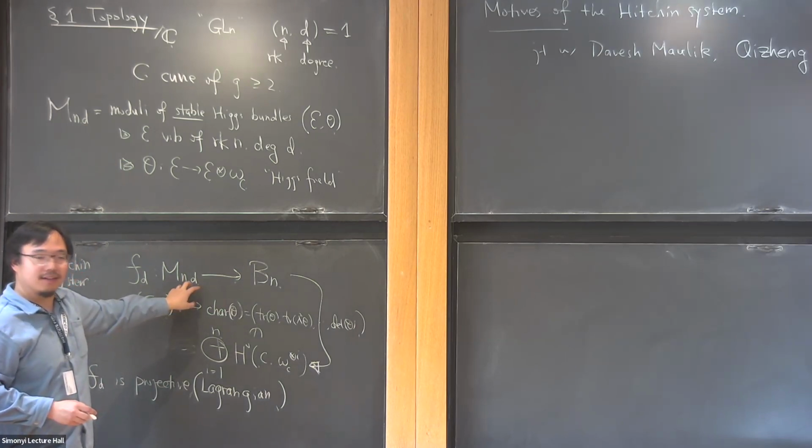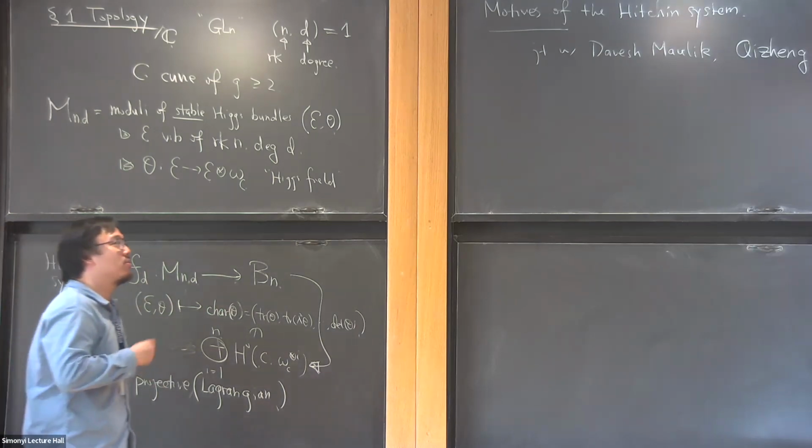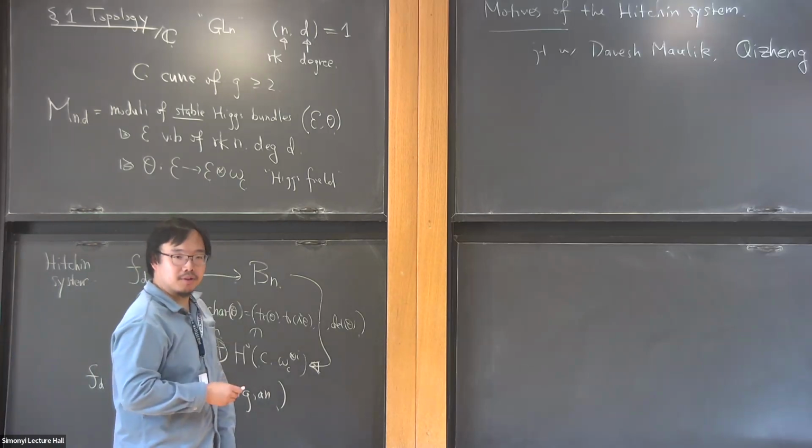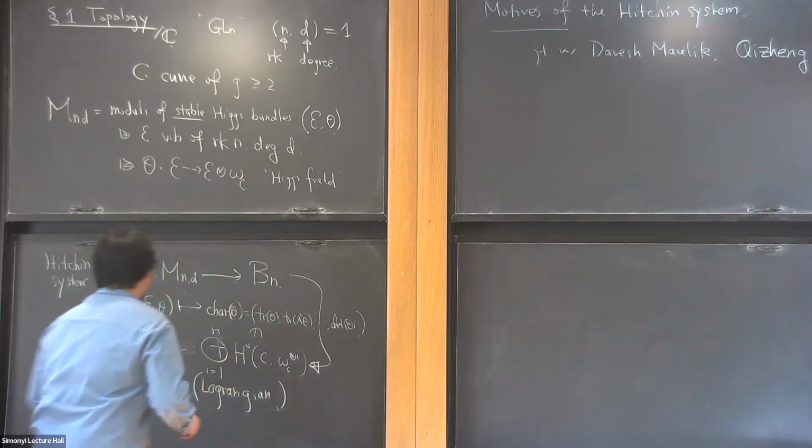What did you just say? A general fiber. A general fiber is an abelian variety, which is the Jacobian associated with a smooth spectral curve. Not this curve, a different curve. Yes, a different curve.